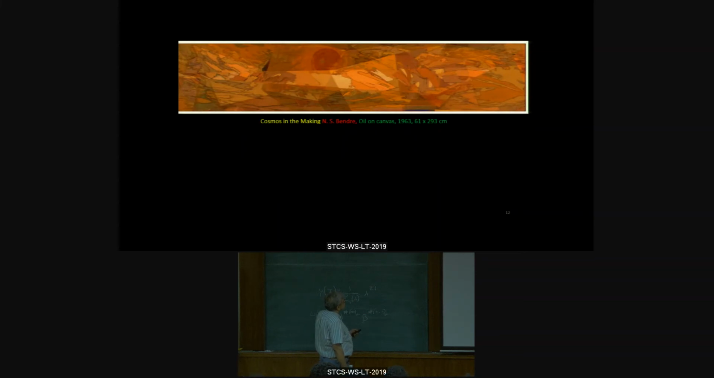This is called Cosmos in the Making. Bhabha himself was an astronomer, and you can see there is a sun here, and there's this idea of wild creativity. The colors are essentially colors of the sun, because Bendre was very fond of it. Again, it's a very large canvas, 3 meters wide and half a meter tall. All these are wide and tall simply because they were supposed to be on the mural.